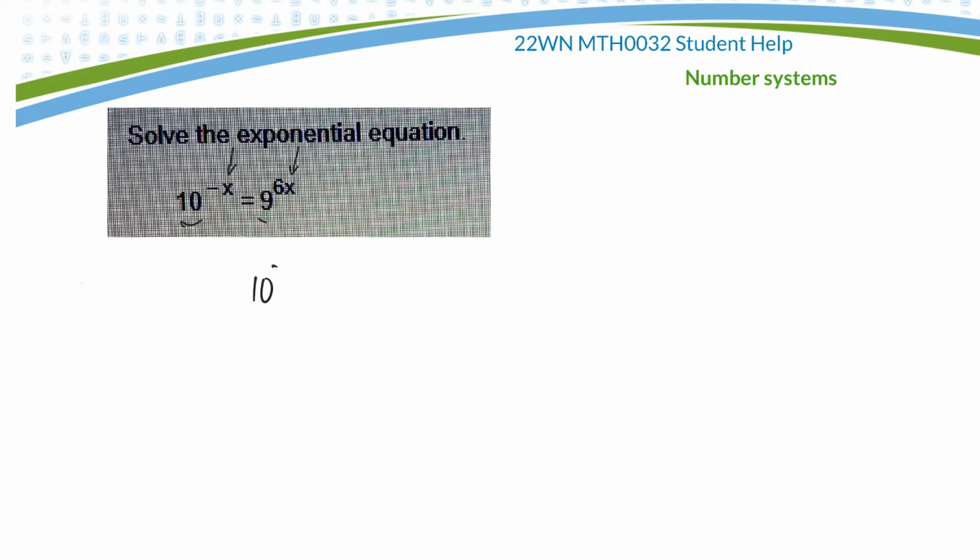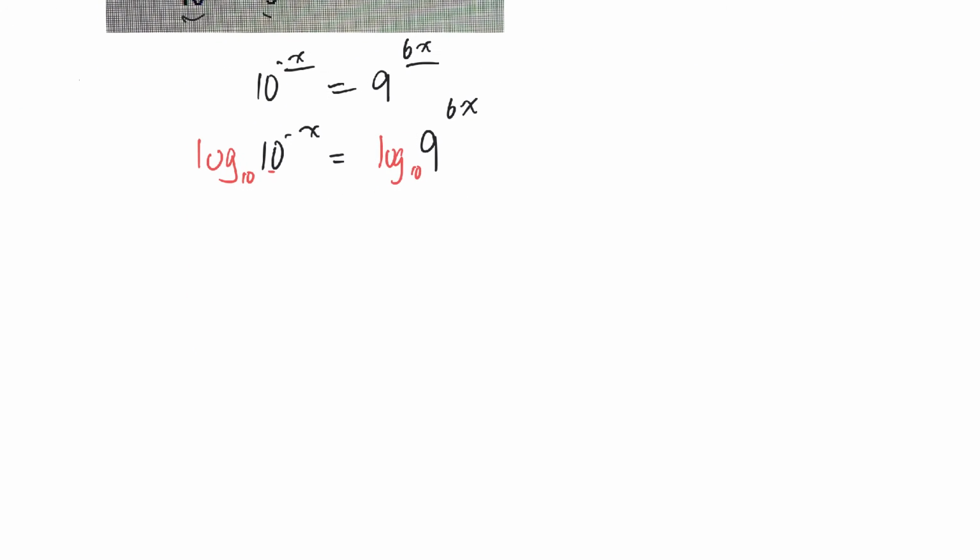So I have 10 to the minus x is equal to 9 to the 6x. So I need to get at those exponents. And the only real way that we know how to do so far is to use the property of logarithmic equality. So that means I'm going to log this side, and let's use base 10, just because there's a 10 there. And we'll use log base 10 on this side. Okay, so if I log both sides, that enables me to take that exponent and pop it out front.